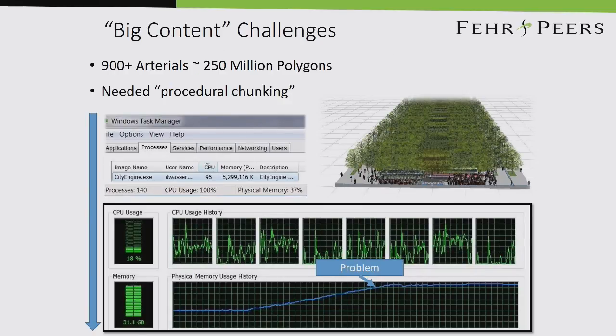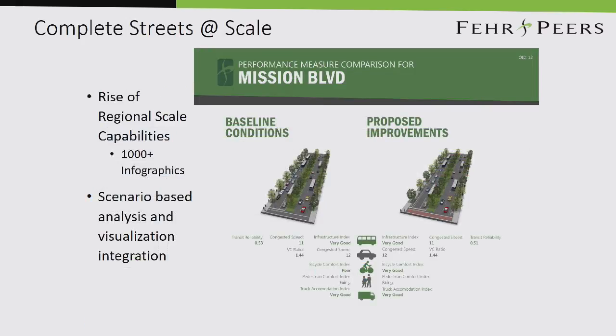So they had visualizations for 900 plus arterials. The total polygon count in all the scenes was 250 million polygons. The time involved in procedural generating this was pretty rough. So they actually chunked it out and parallelized their procedural process. So they ran it on multiple machines side by side to make it run more quickly. This is kind of one of the first examples of doing that.